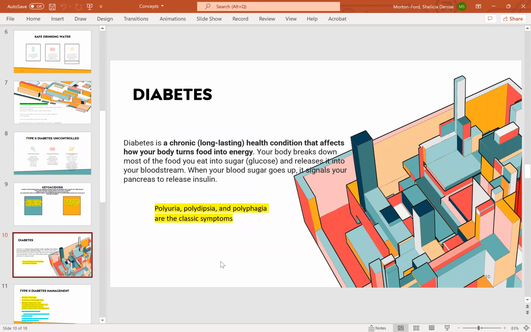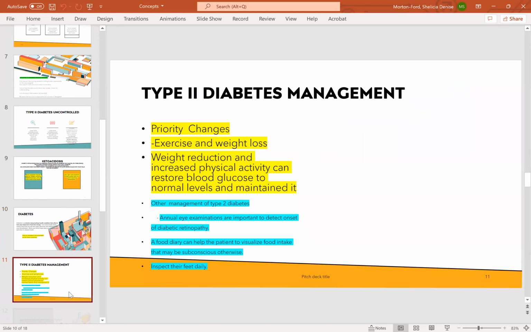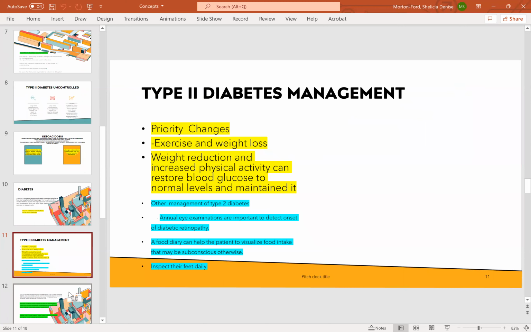So diabetes is a chronic, long-lasting health condition that affects how your body turns food into energy. Those classic symptoms that people will see before they really know that they have diabetes are the 3 Ps: constantly urinating, constantly drinking, and they're just hungry, appetite out of nowhere. Like, what is going on? I'm drinking, using the restroom, and I'm just drinking all of this water. And so those are the 3 Ps. Those are the common symptoms of diabetes.